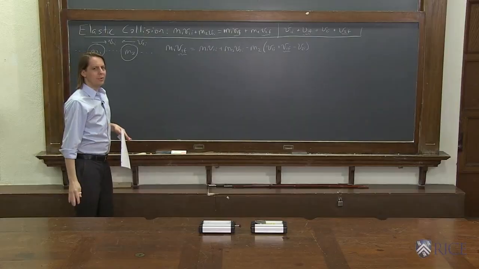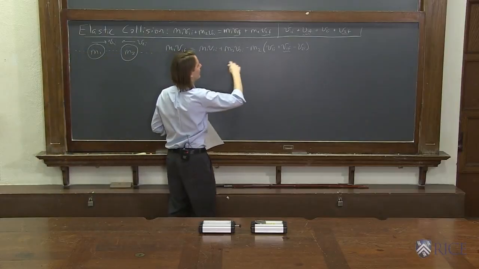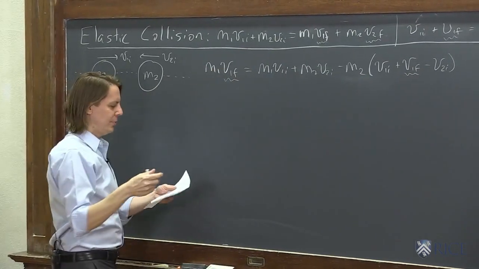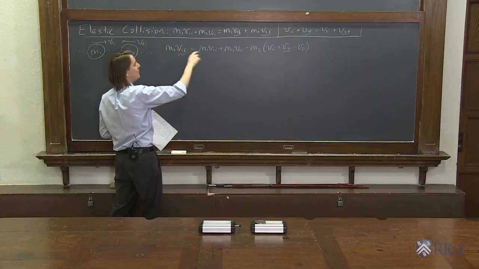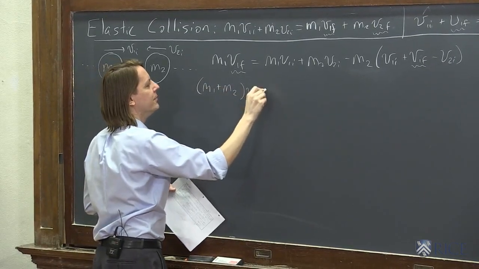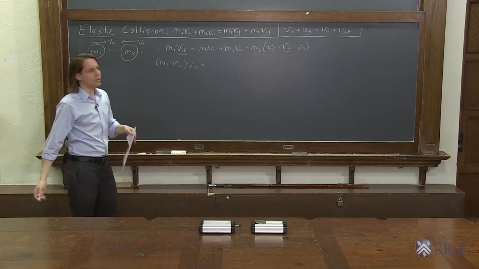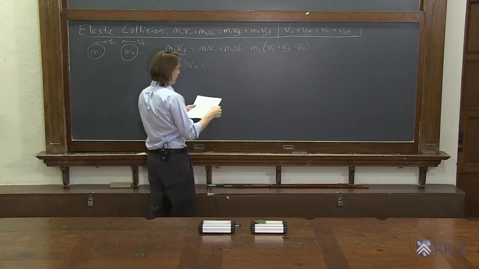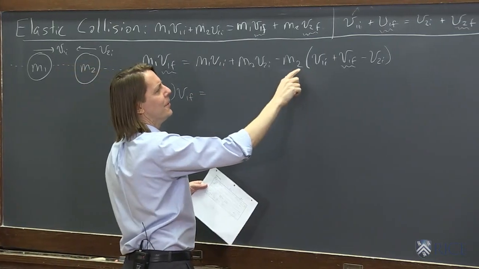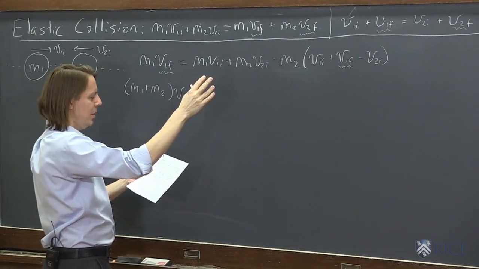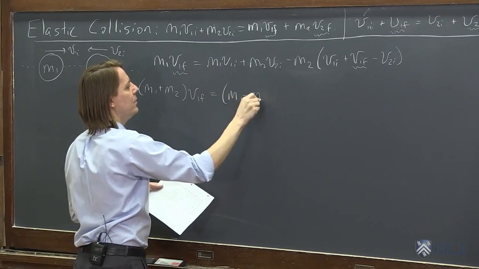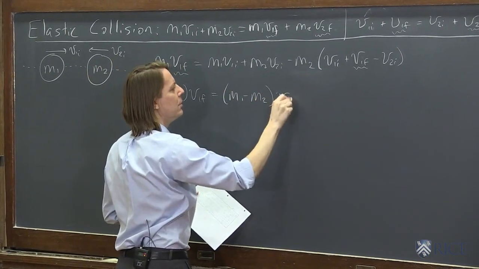All right, and then since we're solving for V1F, you get them all on one side. So we have minus M2 V1F. If we bring that over here, that'll become plus M2 V1F. So we have M1 V1F plus M2 V1F. We can pull out the M1 plus M2 times V1F. Let's see what we have left over. We have M1 V1I and minus M2 V1I. So let's pull our M1 minus M2 out of that: M1 minus M2 times V1I.